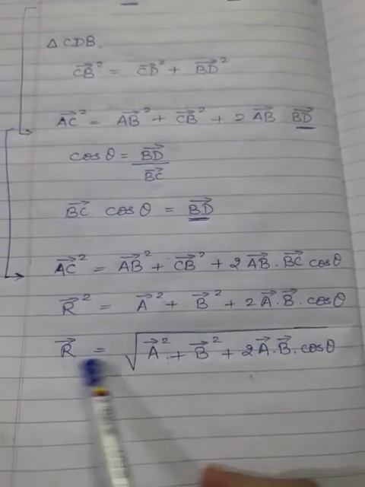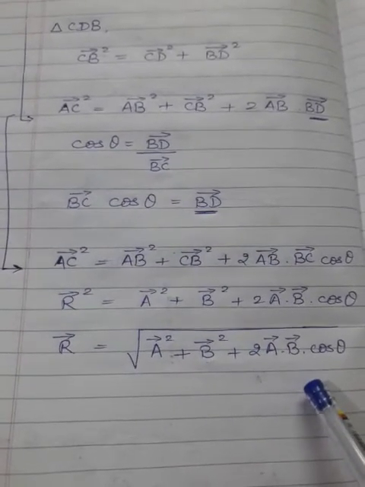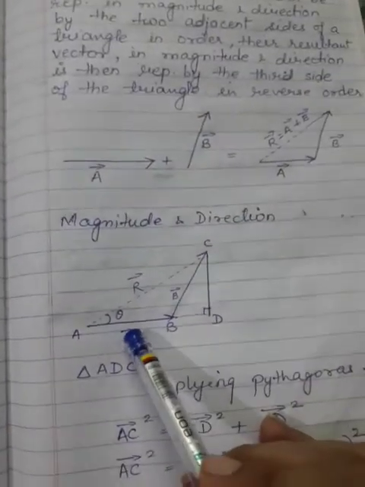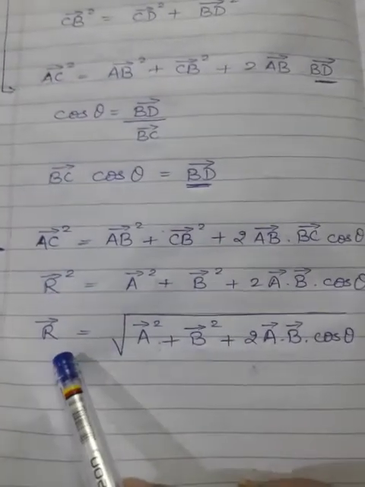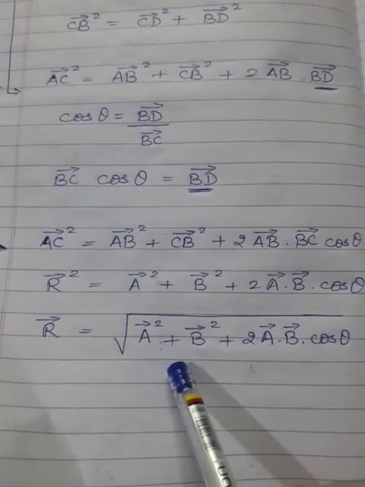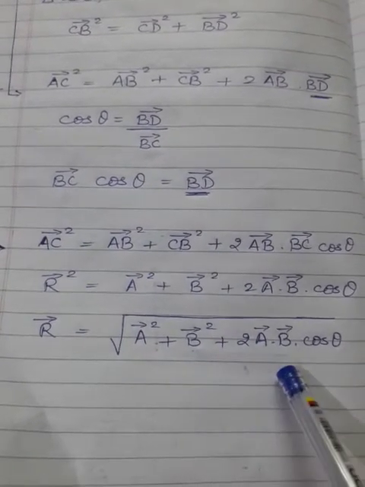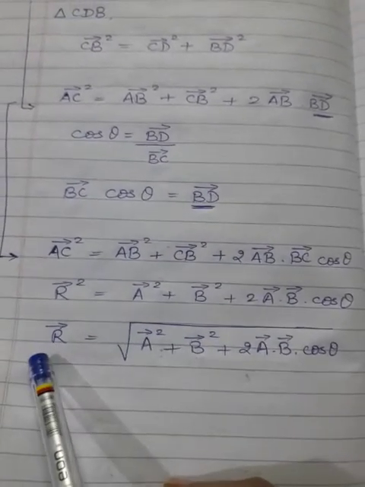This is basically a relation which is used for numerical purposes. Suppose you are given some magnitudes for vector A and vector B, you can put these values in this formula: vector R is equal to the square root of vector A square plus vector B square plus twice vector A vector B cos theta, and you will get the resultant.